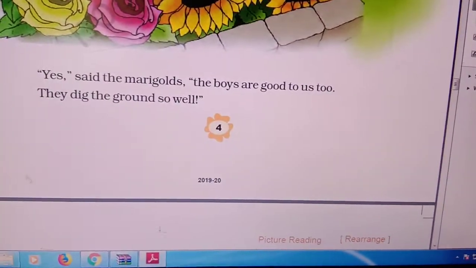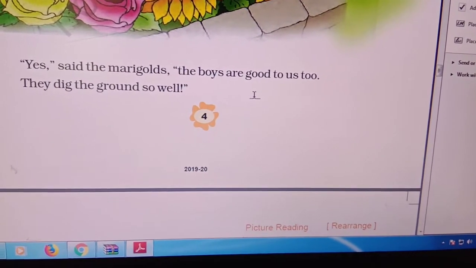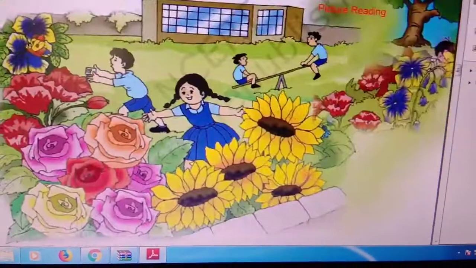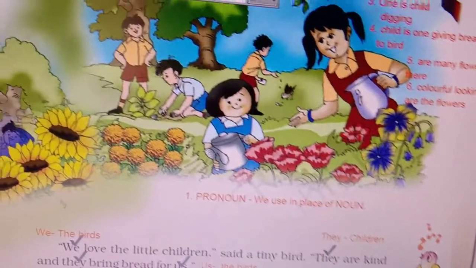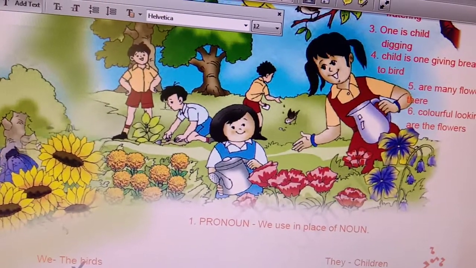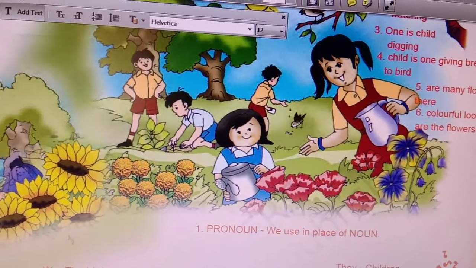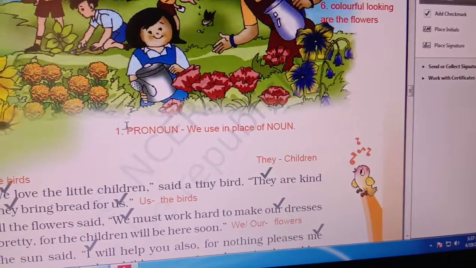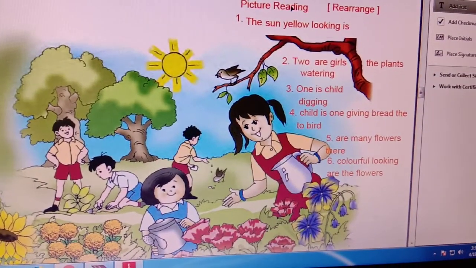Now let me go on. "Yes," said the marigolds, "the boys are good to us too. They dig the ground so well." That means two boys. Here you can see, my dear children, the boys are good to us. Okay, they said the boys are good to us because they are digging the ground. Then see here, beta, picture reading is given here.